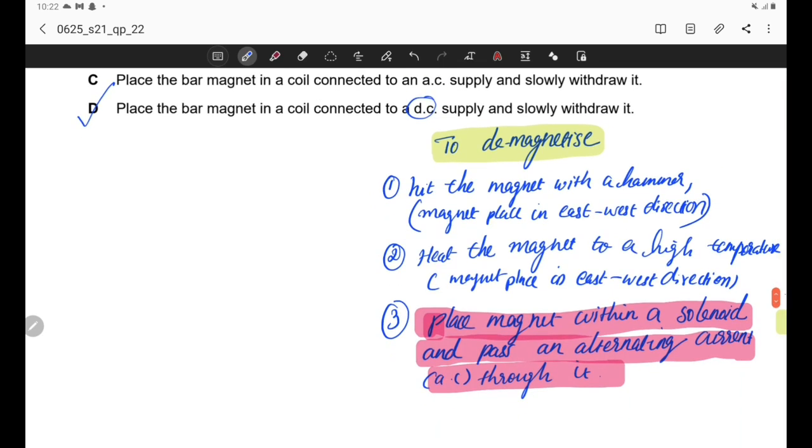Here, you can add one more point in the third way of demagnetizing the magnet: place the bar magnet within a solenoid and pass an alternating current through it, and we need to withdraw it slowly. So that is one additional point we can write, slowly withdraw it. So these are the three methods.